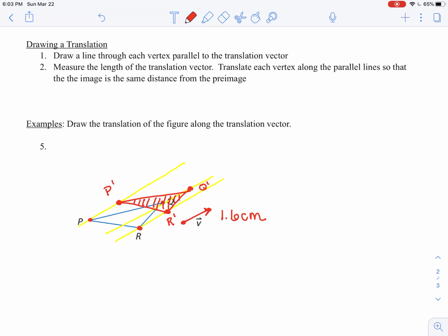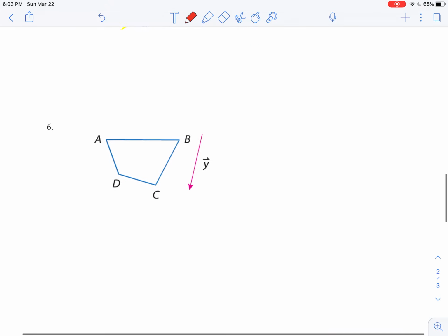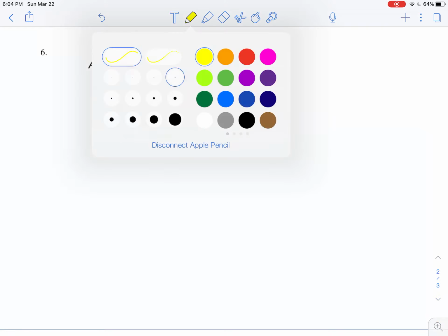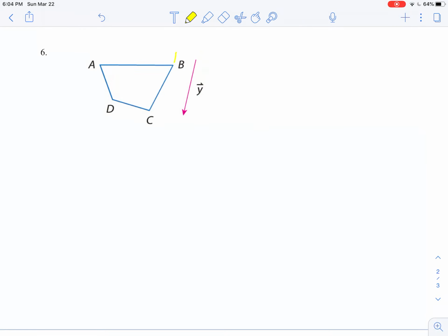Okay, so our last example, we're going to take this quadrilateral and we're going to translate the quadrilateral along vector Y. So again, we're going to start by drawing a line through each vertex parallel to line Y, and just do the best that you can. To some extent, we're eyeballing it. As you can see, my first try wasn't very good here. All right, let's try this again. That's pretty close. Okay, one parallel line through each of your vertices.